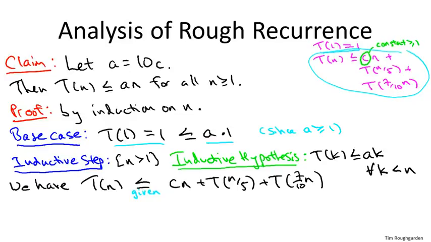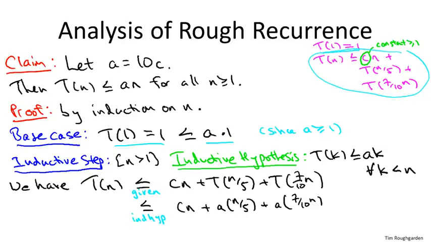We can't really do any direct manipulation on any of these three terms, but fortunately, we have this inductive hypothesis. That applies to any integer which is less than n. So we have here n over 5, that's certainly less than n. We have 70% of n, that's certainly less than n. So we can apply the inductive hypothesis twice. We already know that these T values are bounded above by a times their arguments. So T of n over 5 is at most a times n over 5. T of 7/10 n is at most a times 7/10 n.